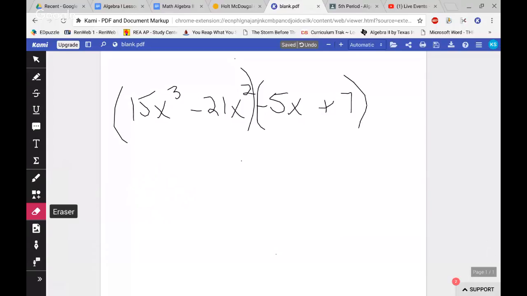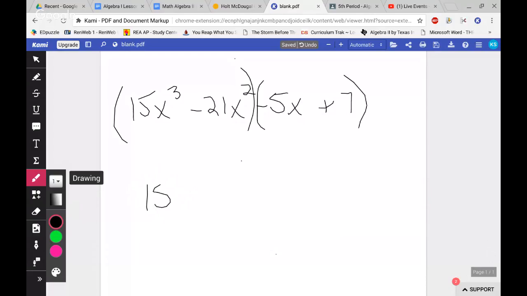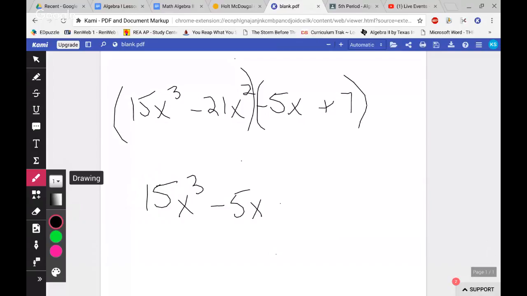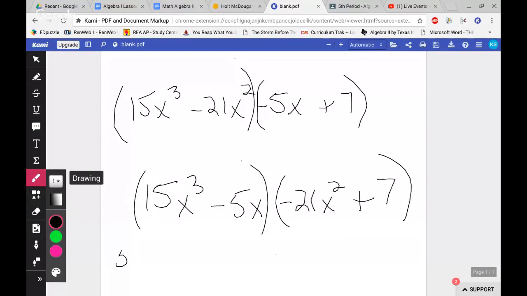Actually, I'm going to manipulate these a little bit. I'm going to move them: 5x cubed minus 5x minus 21x squared plus 7. And now I'm going to group them. Okay, that seems to work better. Taking out 5x leaves me 3x squared minus 1.